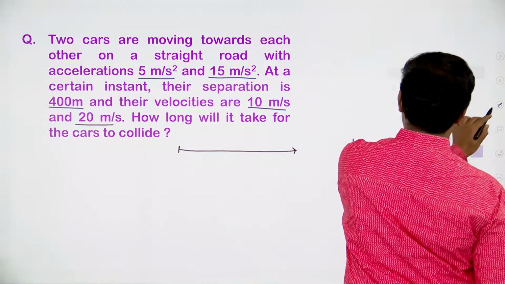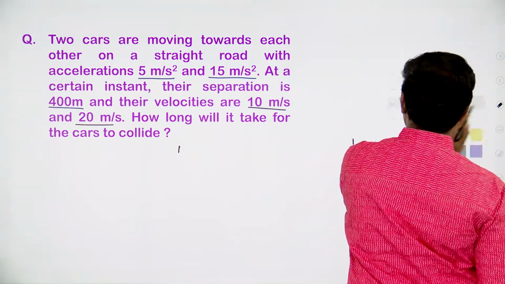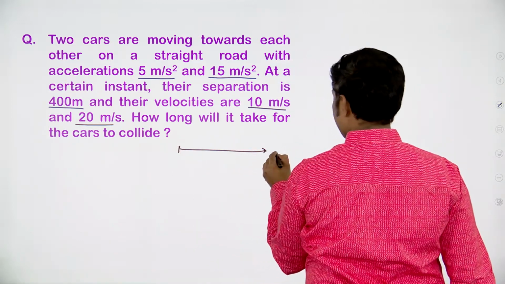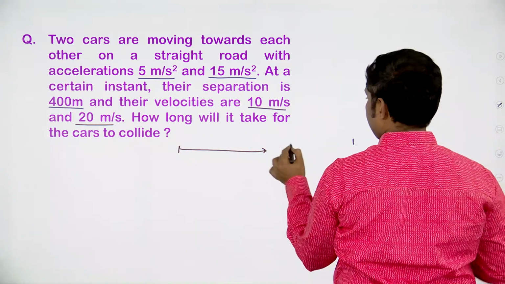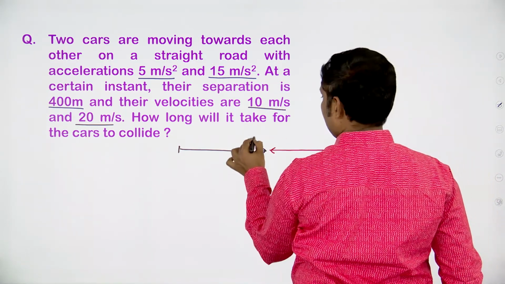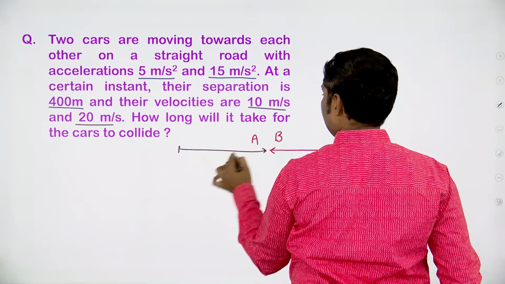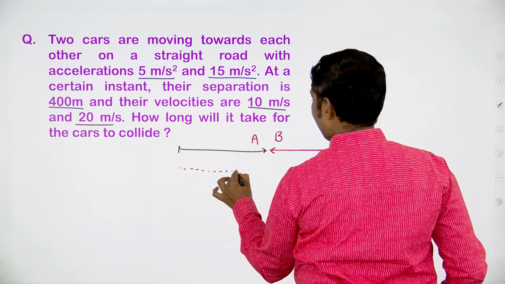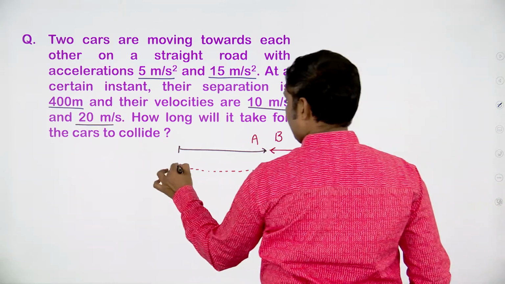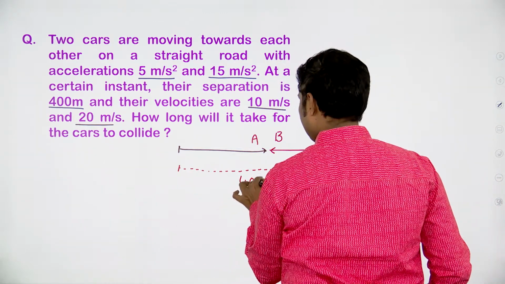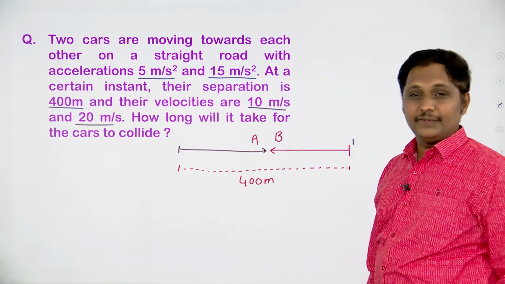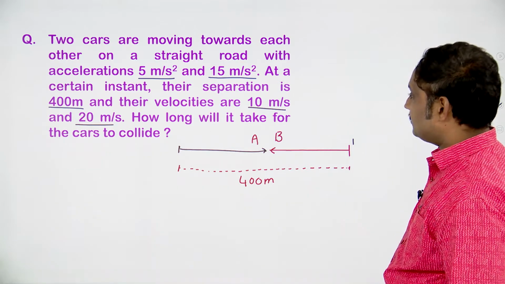You have to take this one. Yes, this is going to be A and B. So the separation is going to be, yes, you have to confirm, this is going to be 400 meters. This is very clear. We would like to go for this one.